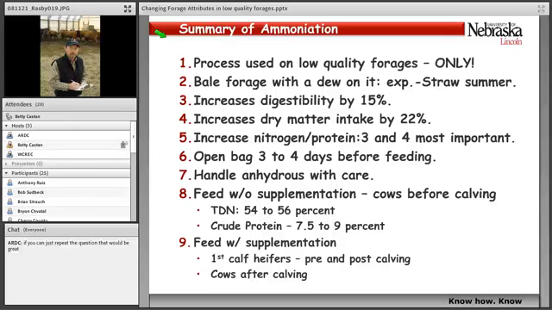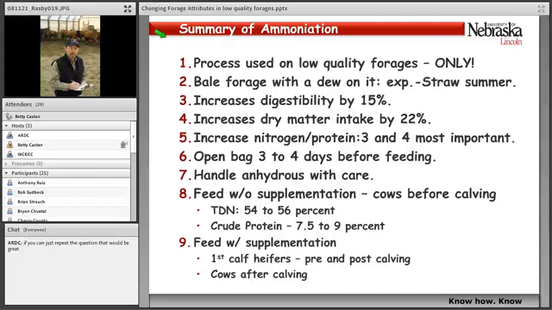Bale forages with a dew on it or have some moisture in there, because the anhydrous needs to attach to that moisture that's on the bale and starts the process. It increases digestibility about 15%, increases dry matter intake by about 22%. If you had an analysis of non-treated straw compared to treated straw, you'll see an increase in protein content, and that's okay. But I would say the increases in digestibility and intake are more important than the increase in protein content when you think about ammoniation.